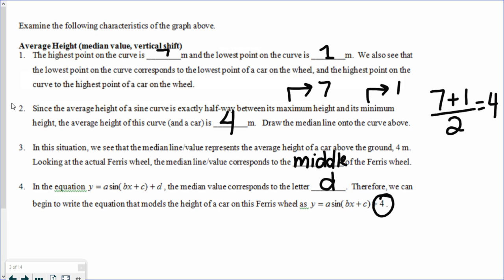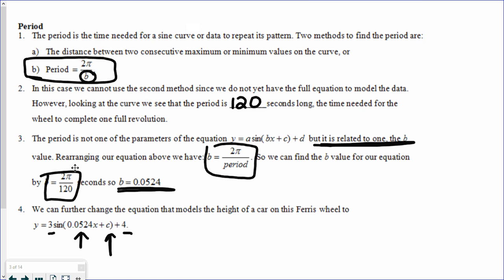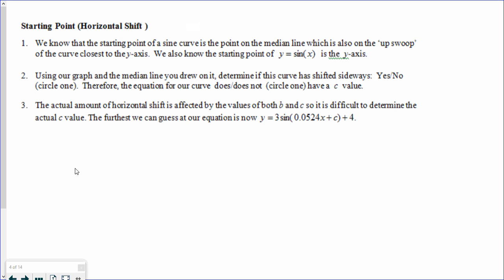So if I go back to the curve I drew, right now looking at where we have a starting point. Again, starting point is the median line on the upslope. So it is right here. This is a starting point as well. And we did have another one way back over here somewhere. But what we see is it is actually shifted from our y-axis. So it does have a horizontal shift because that starting point is not right on the y-axis.